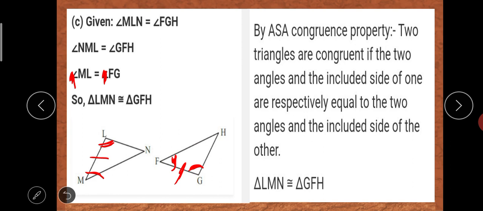That means it is the congruence property of angle, side, angle. Okay. That means two triangles are congruent if the two angles and the including side of one are respectively equal to the two angles and the including side of the other. So here two angles are given and one side is given. So we say that it is the angle side angle congruence property. So here angle LMN is congruent to GFH.